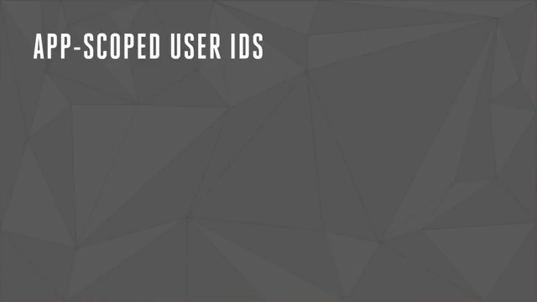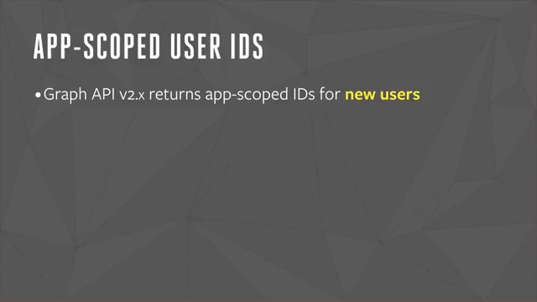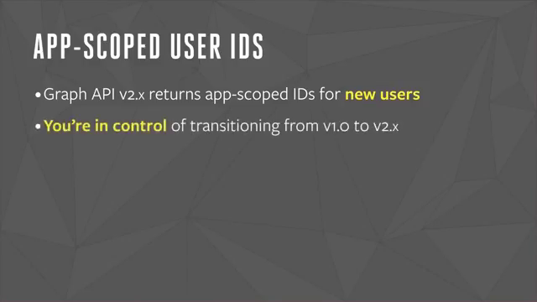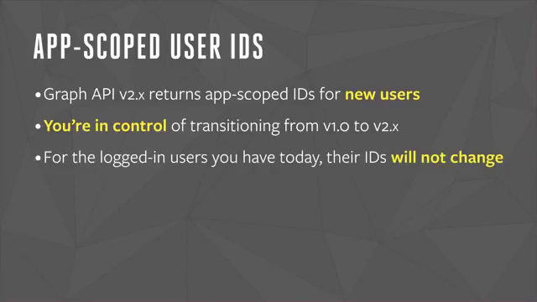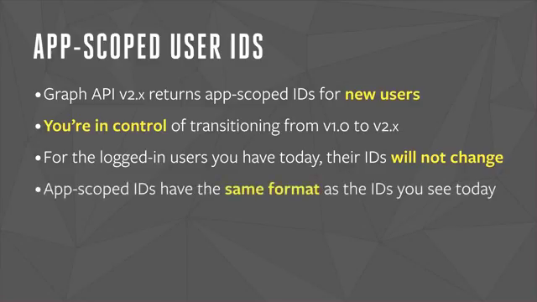Firstly, there's not going to be a sudden change. The first time you'll see an app-scoped user ID is when a new user first logs into your app using the new Facebook login. This means that you're in control of when you transition to V2 and to app-scoped user IDs. Next, the IDs of the people who have already logged into your app will not change. You may already have rows in your user table keyed off the Facebook ID. We knew that changing these would have been disruptive. App-scoped user IDs also share the same format as the IDs you see today. You don't need to make any changes to your database's columns.